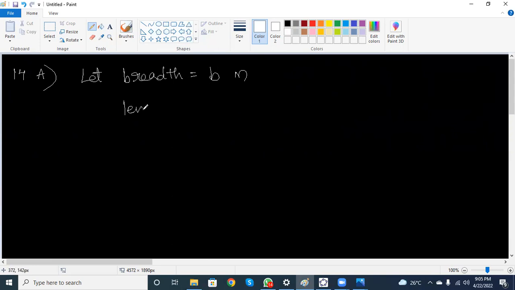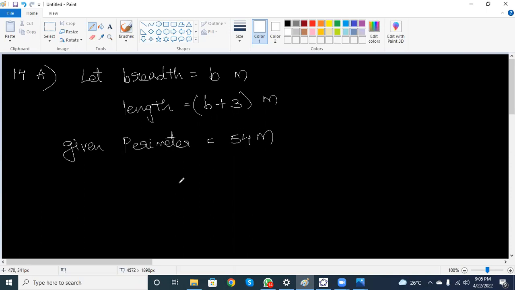Then what could be the length now? 3 more. More means add. Add 3 to the breadth, meters. Given the perimeter of the rectangle is 54 meters. We need to find out what the length is and what the breadth is. So we all know the perimeter of a rectangle formula: 2 times of L plus B. There are 2 lengths and 2 breadths in a rectangle, so you add all those 4 sides and you get the perimeter. So 2 times of L plus B is equal to 54.